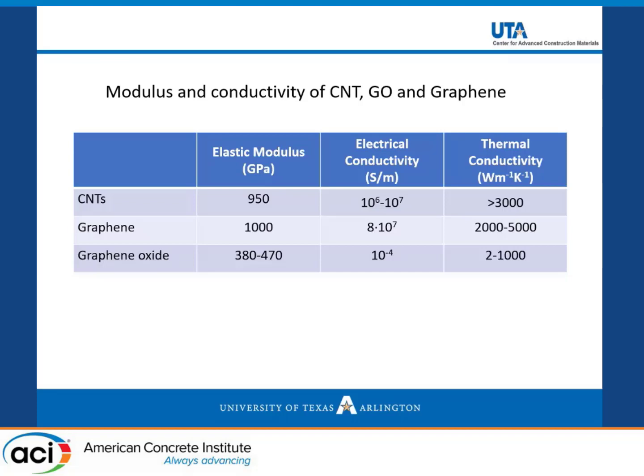So let's look at the properties of the three materials. You can see that the modulus is of course very high, especially for the CNT and graphene. For graphene we are talking about a Young's modulus of 1 terapascal. Graphene oxide has a lower modulus, but for our purpose it's still very high. The same thing applies for electrical and thermal conductivity.